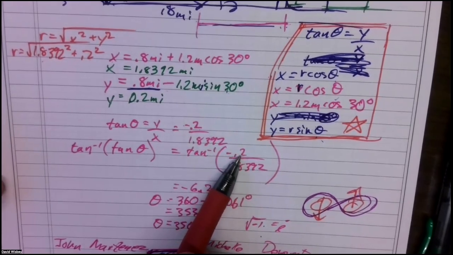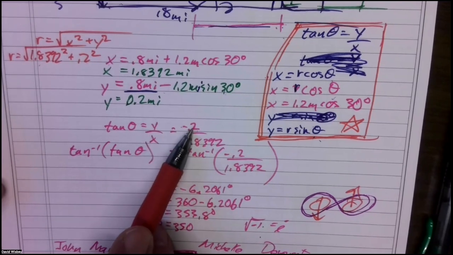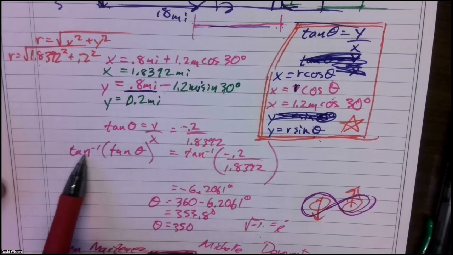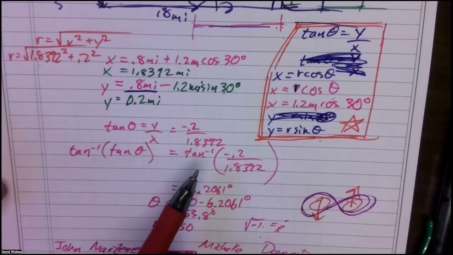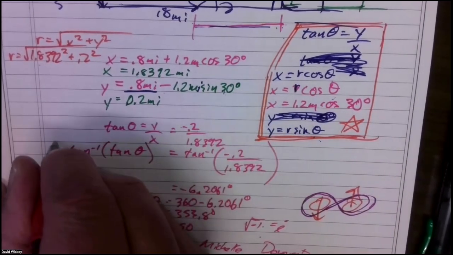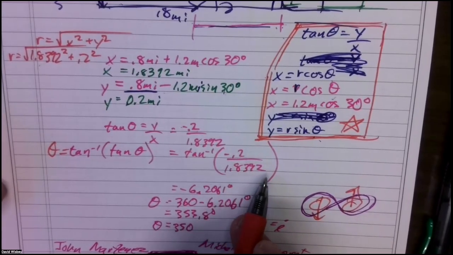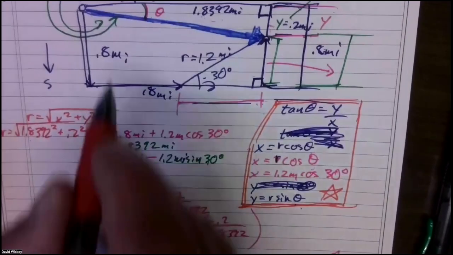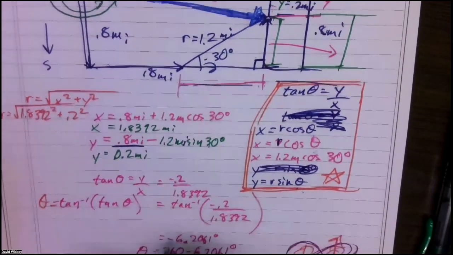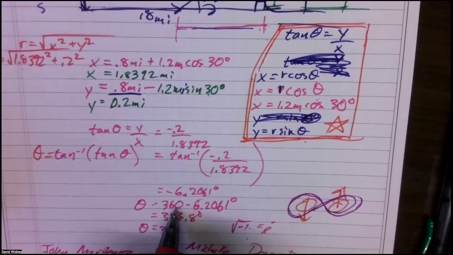Technically, this is negative since it's pointing down. So I have tangent of theta equals y over x. I know y, I know x now, and I take the arctangent of both sides. Arctangent of tangent of theta is just theta. So theta equals the arctangent of minus 0.2 over 1.8392. For my numbers, that angle was about 6.2061 degrees. And so I subtract that from 360 degrees, right?